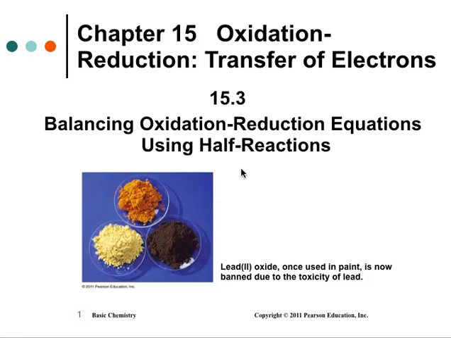Welcome back, everyone. We're in chapter 15 on oxidation reduction. And in this section, we are talking about balancing oxidation reduction reactions using half reactions. I would call this section very hard. It is like balancing equations, which was hard when you did it at first. And it's also dealing with oxidation reduction.